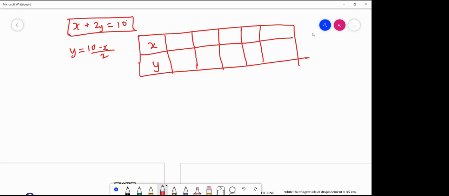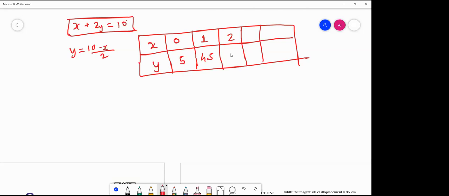Sir, it will be 0. Yeah, when x equal to 0, y will be 10 minus 0, 10, 10 upon 2, 5. What should I take as the next value of x? I can actually take any value. I can take 1 also. So 10 minus 1 will be 9, and 9 by 2 equals 4.5. I can write it as 9 by 2 or 4.5.